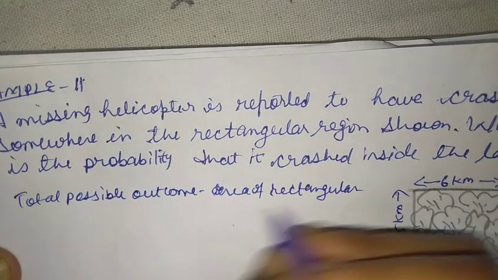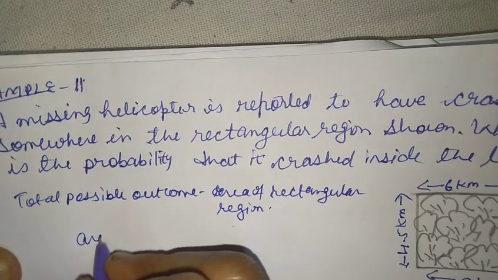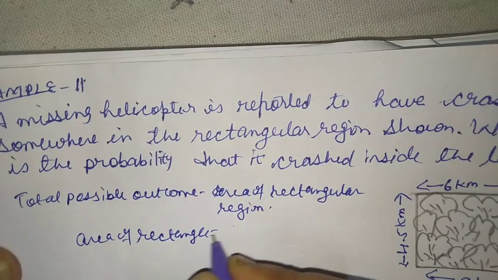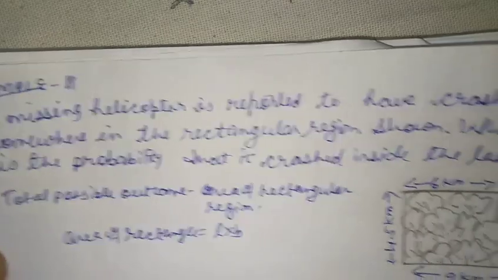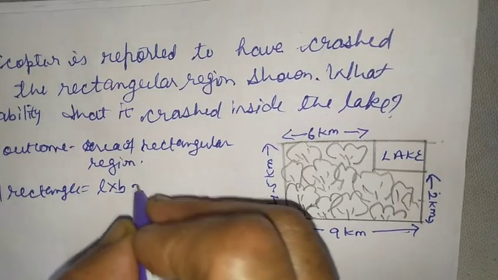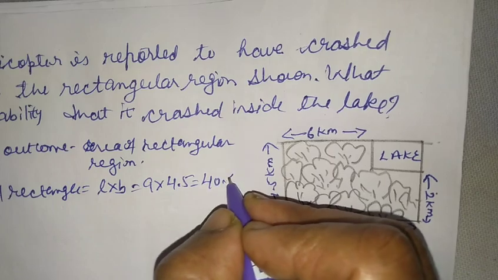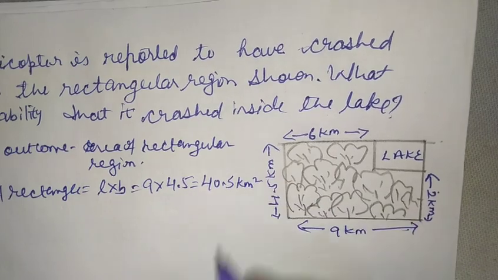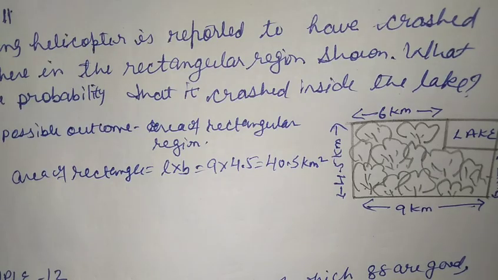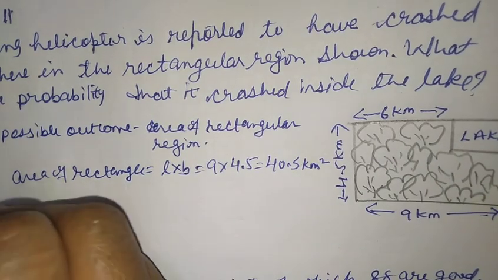The total possible outcome will be the area of the rectangular region. We know the area of a rectangle is length into breadth. So the area of the rectangle here is length 9, breadth 4.5, and that is equal to 40.5 square kilometers. Now we have to find the probability that it will crash inside the lake.